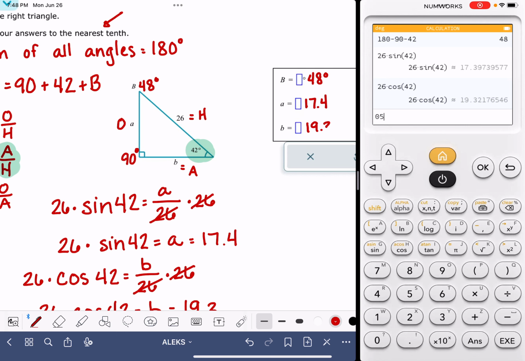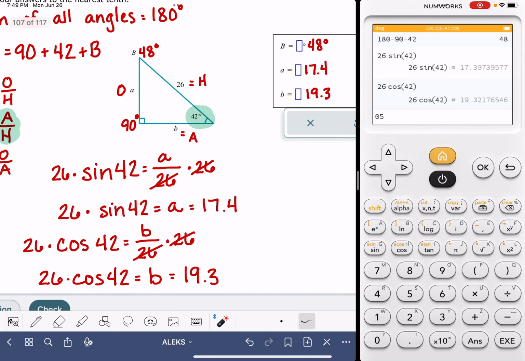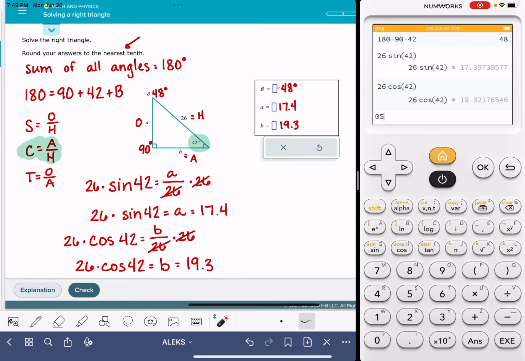I just wanted to add here real quick, you could absolutely have approached this problem by using the 48-degree angle to solve for B and also solve for A. You would have used a very similar strategy as what I did here. You would have come up with the same answers because it's not going to matter which of these two angles we use to solve the problem.